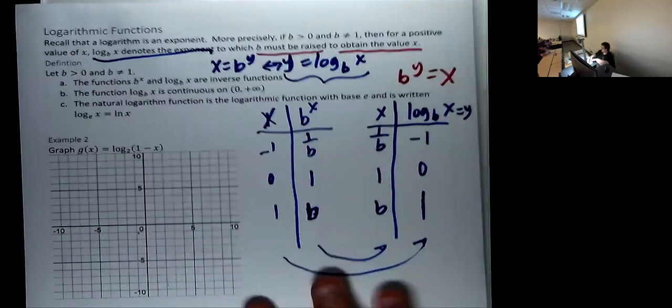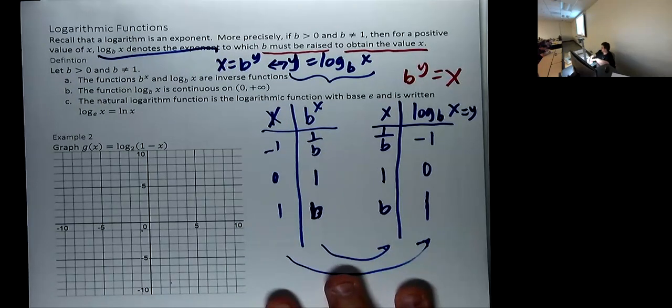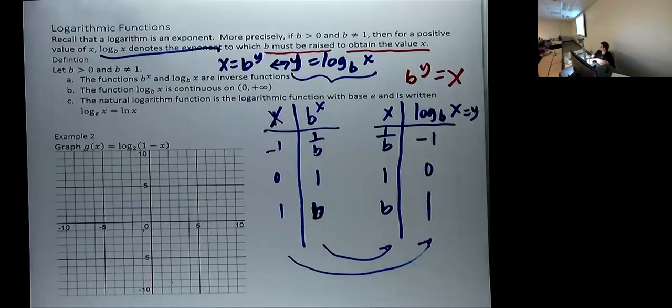This is true for all inverses. Anytime you have an inverse, you just swap the x and y values. So if you've made a table of x and y values, just switch the columns. Okay? That's true for any inverses.